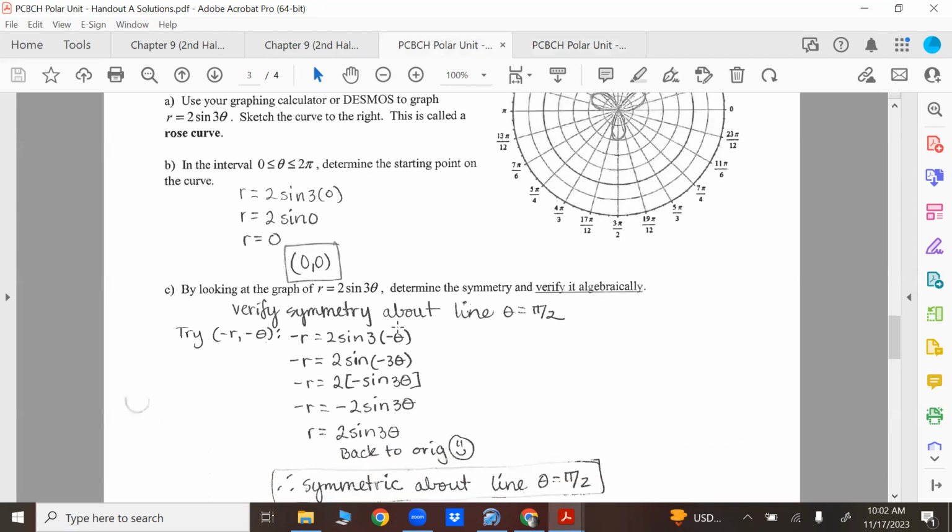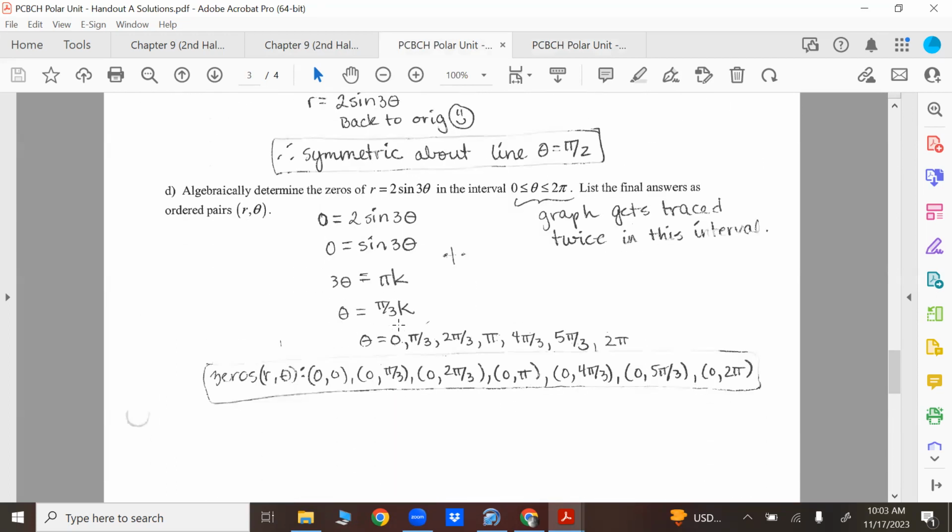Coming back here again. So there we go. Symmetry about the line θ = π/2. Algebraically determine the zeros: just plug in 0 for r and solve for θ. You get every π/3: 0, π/3, 2π/3, and so on. That's when r is 0, so it's touching the pole for sure.